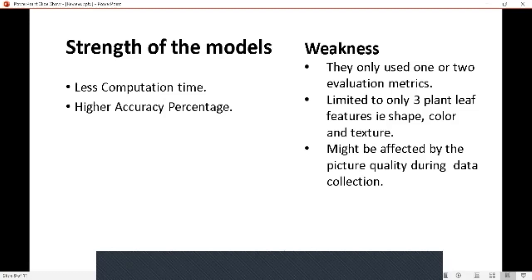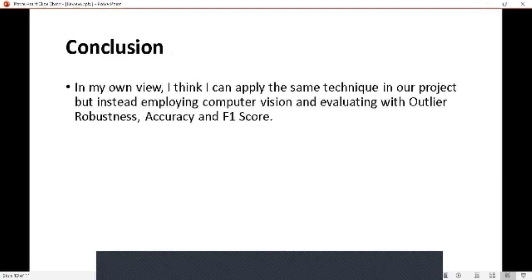The strength of this model was that it had less computation time. As I told you, the 17.24 percent reduction in the computation time. That is quite a good achievement in dealing with this kind of models.